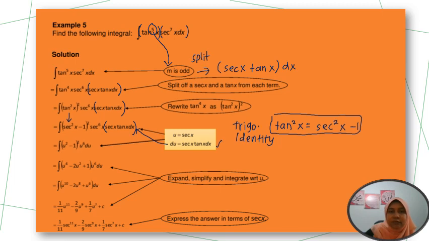And then also the other function of secant x, you have to change it with u. Okay, then you have to expand this function, this bracket power of 2. So we have this function. Then you have to expand again this function into the simplest one. So this is the simplest one in terms of u.